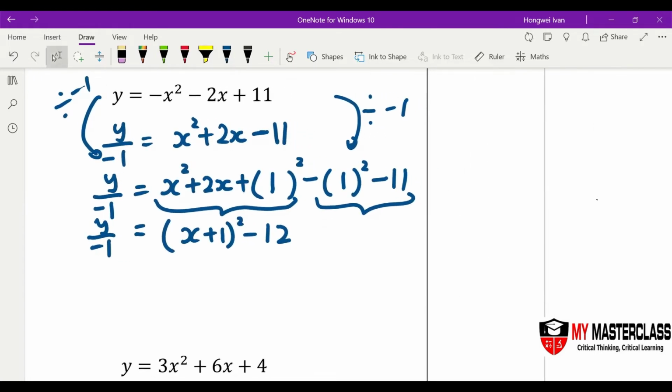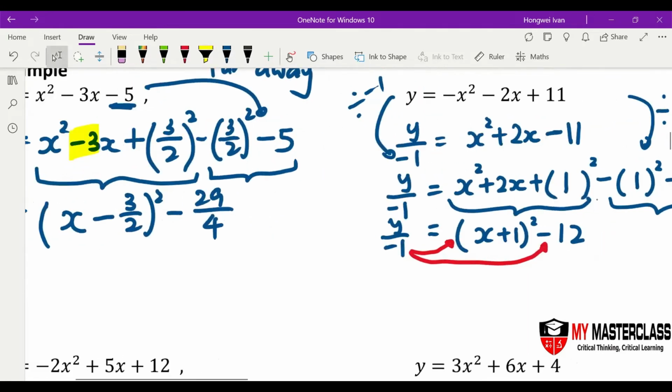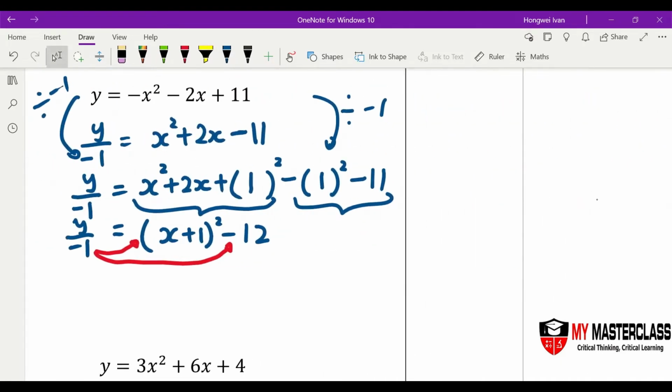Okay, next thing is you must remember to multiply it back. Draw like this. Multiply the negative 1 to the front and multiply the negative 1 to the second guy. This is different from your holiday. Holiday, you all do with x squared only. So this is a little bit different from the holiday's one. So this is an extension. You must remember to multiply the negative 1 back. So this is negative bracket x plus 1 square. Multiply the negative 1 to the negative 12, then it becomes plus 12. Must remember to multiply back whatever you divided away. Okay?